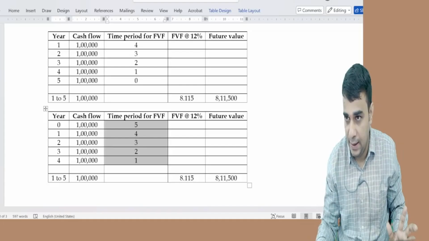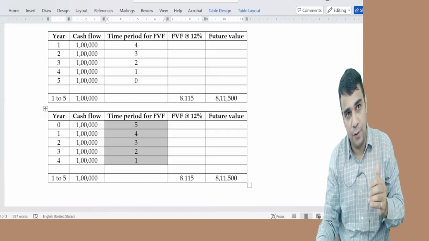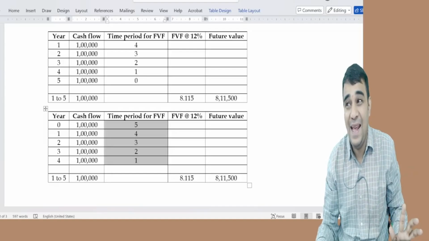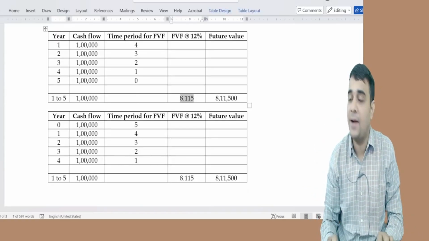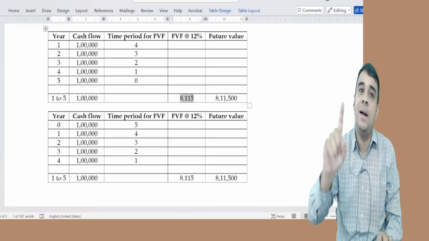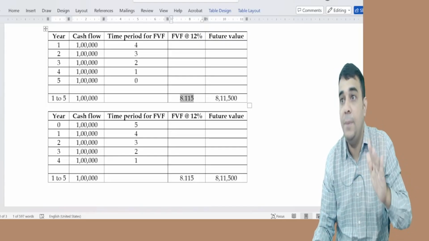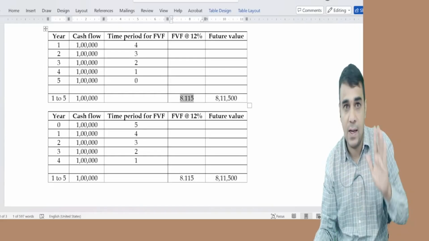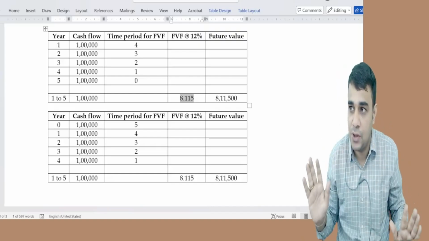In case of immediate, cash flow starts with year 0, then 1, 2, 3, 4. Compounding will happen for one extra year. Because it is one extra year, whatever factor you get here will be multiplied with 1 plus r, or there are other ways also to get it. I'll explain. First, I'm discussing the future value annuity factor.